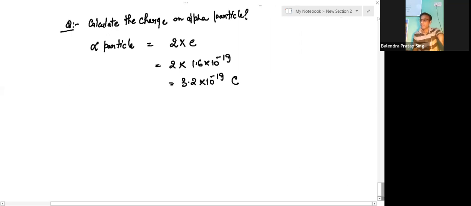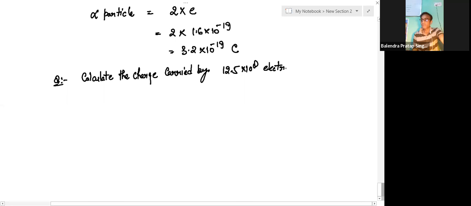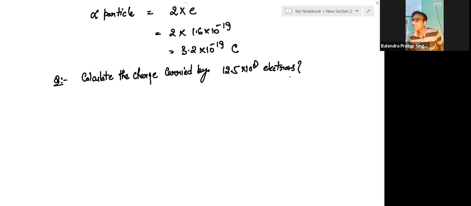Now next question. Calculate the charge carried by 12.5 into 10 raised to the power 8 electrons. Now try to solve it. Try to solve it. Calculate the charge carried by 12.5 into 10 raised to the power 8 electrons. What is given here? Anyone?